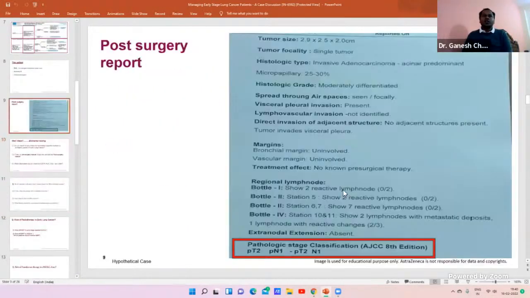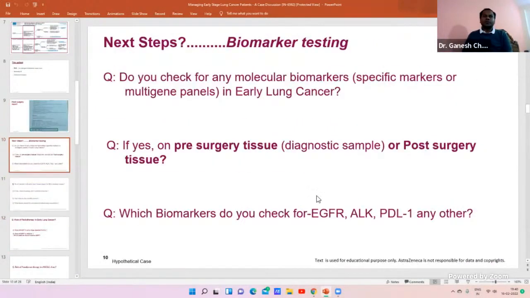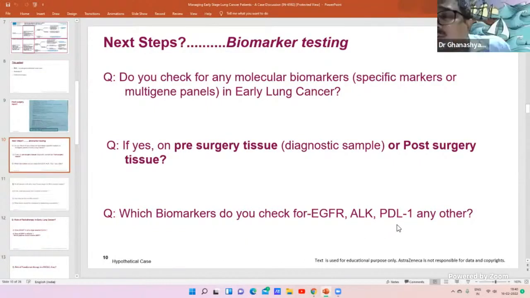If we check, which biomarkers do we all check: EGFR, ALK, or PD-L1? Anyone else? Sorry to interrupt, Ganesh.